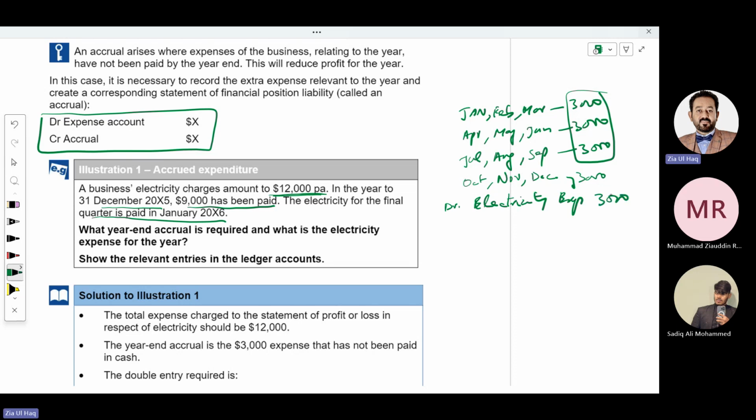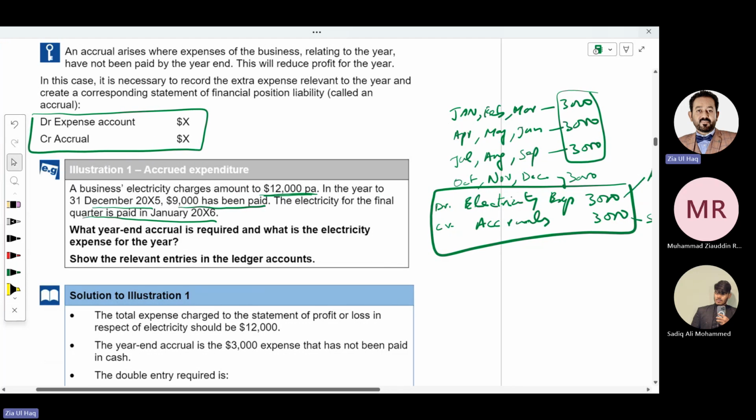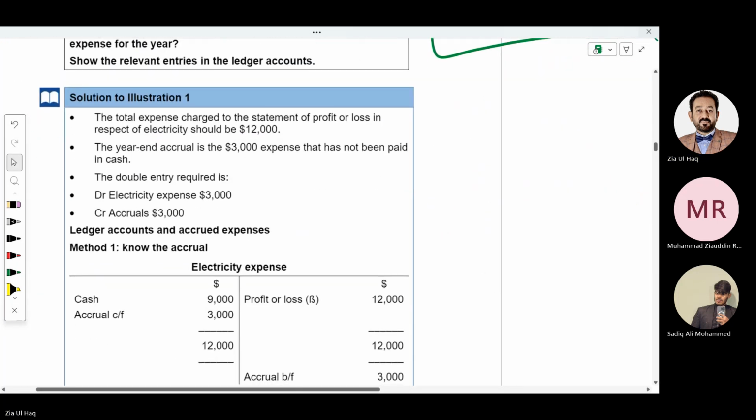How much? 3,000. And credit accruals. How much? 3,000. This will be recorded in profit and loss account as expense, and this will be recorded in statement of financial position as liability because it's on credit side. If it's accruals on debit side, that should be recorded as asset. Is that fine? So this is the accounting entry, electricity expense debit and accruals credit.